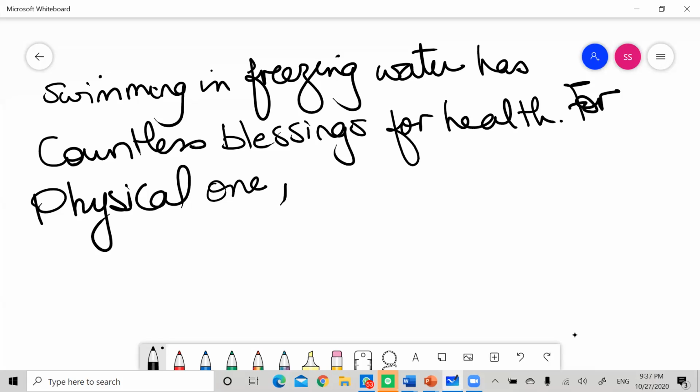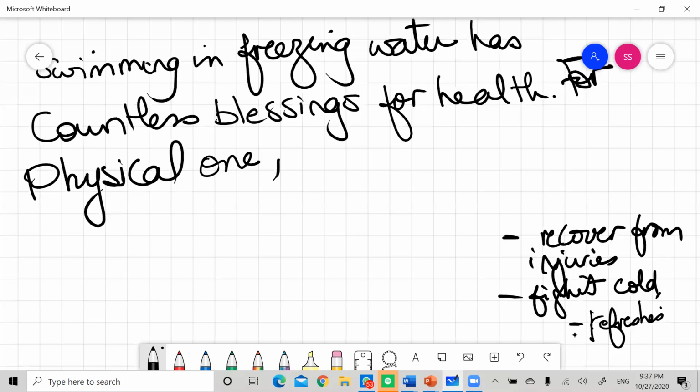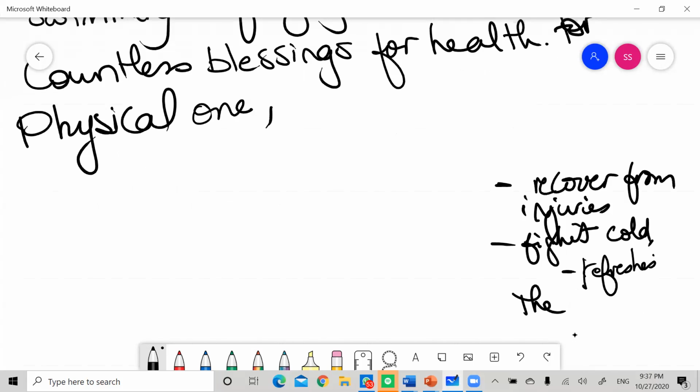Recover from injuries, and it also refreshes the whole body. Okay, join these three points. I want you to join them using "not only". Can you join them using "not only"?